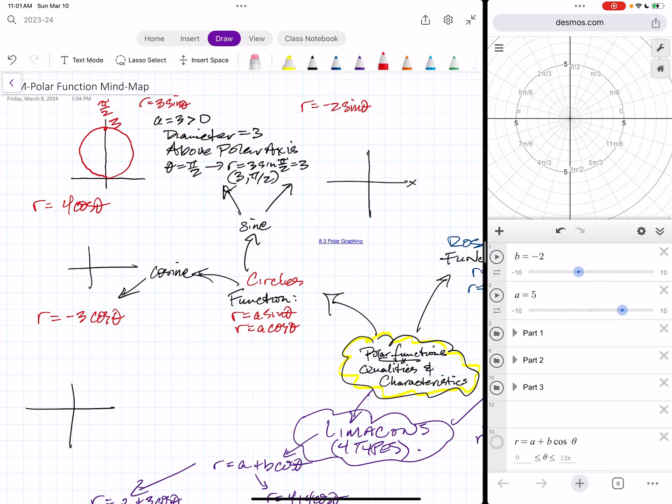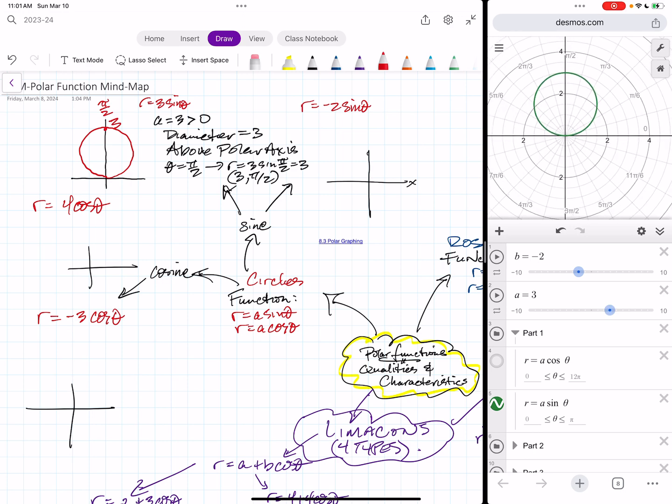So let's turn on the circles here. It's in part 1, r equals a sine theta. Turn that on, and turn a to positive 3. There we go, and you'll see it. There's your circle with diameter 3. It's symmetric about the y-axis because of the sine function. In fact, I forgot to write that down. We need to do that. Symmetry is a big deal. So it's symmetric about the y-axis, or you can say the line theta equals pi halves.